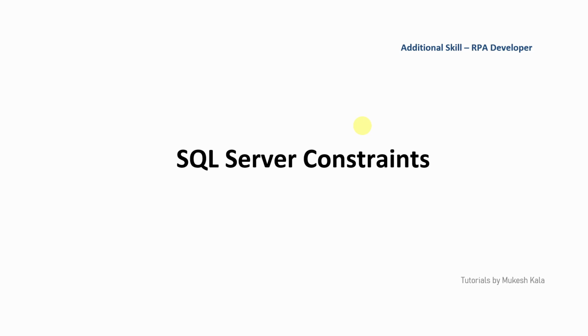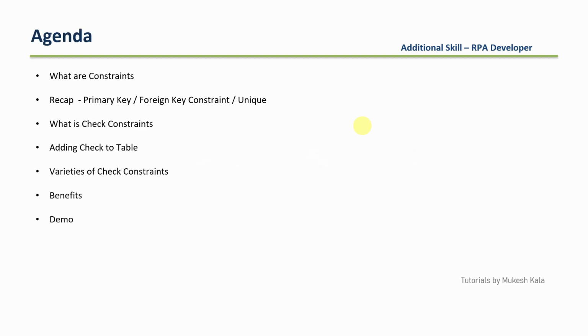Today we are going to discuss something about the check constraints, and this would be our agenda. First of all, I am going to start with what exactly are constraints. This we have already defined, so I am just going to give a quick recap so that we understand today's topic. We are going to have a recap of primary key, foreign key and the unique key constraint. Then we'll jump to what exactly is a check constraint, how do you add it to a table, what are the varieties of check constraints which are available. When I add the check constraints, what are the benefits which I get, and all of this we are going to do with the help of step-by-step demonstration.